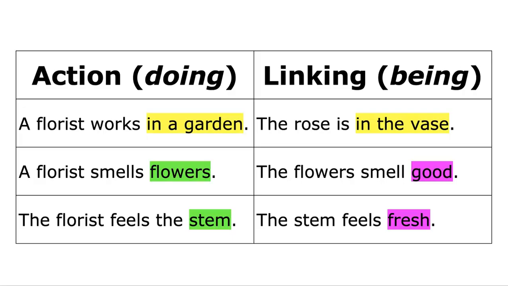In a garden and in the vase are both prepositional phrases. With our sentence, a florist smells flowers, we ask, because we have an action verb, what does the florist smell? She smells flowers. Flowers is our direct object. The florist feels the stem. We have an action verb, feels. What does the florist feel? She feels the stem. She wants to see if the flowers are fresh.